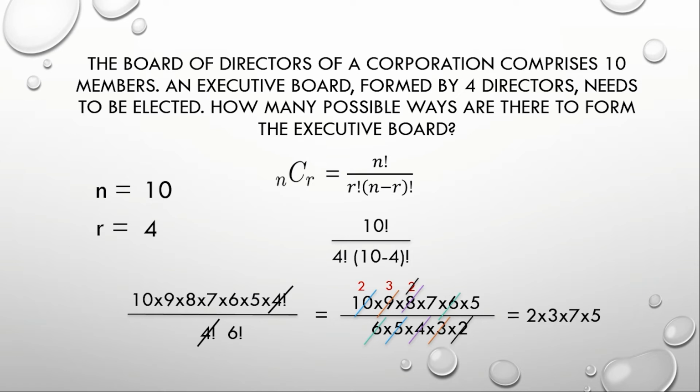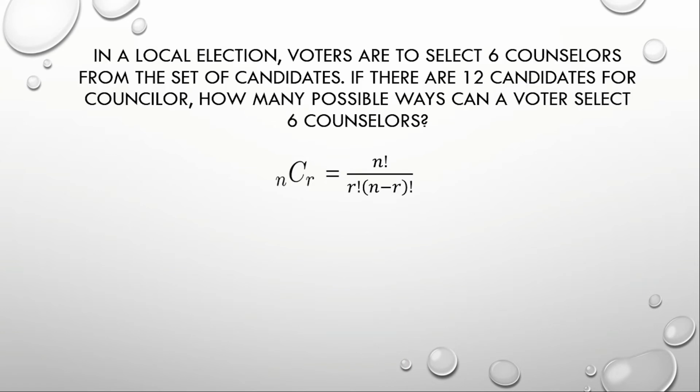Okay? Now we have 2 times 3 times 7 and times 5. So by simplifying, we will get 210. So let's proceed with the third example.